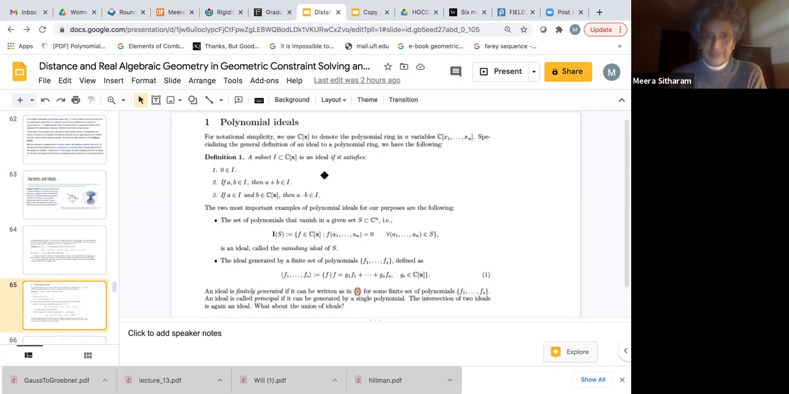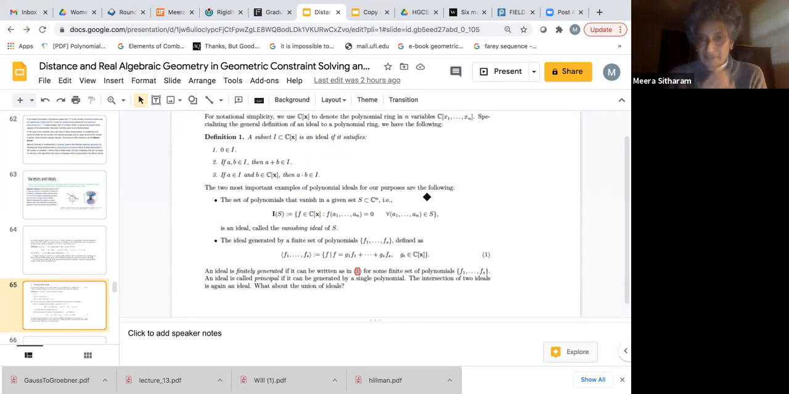An ideal is also defined by a set of polynomials. In general, 0 is in the ideal, and if 2 elements belong to the ideal, then their sum is in the ideal. And if an element is in the ideal and you have another polynomial, then their product is also in the ideal. So you can take any polynomial combination of polynomials and that will be in the ideal.